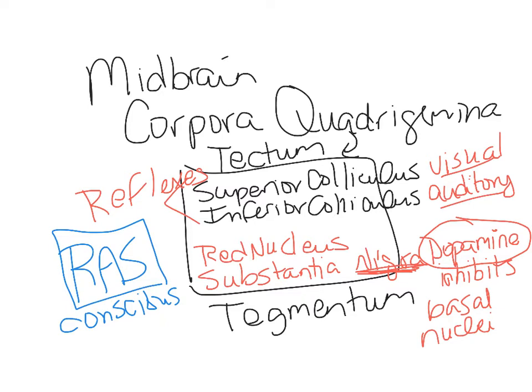Also in the midbrain, cranial nerves 3 and 4 exit from the midbrain. What do 3 and 4 do? Do you remember? Oculomotor, trochlear, eyeball movements. We're going to go over those, like I said, at the end.